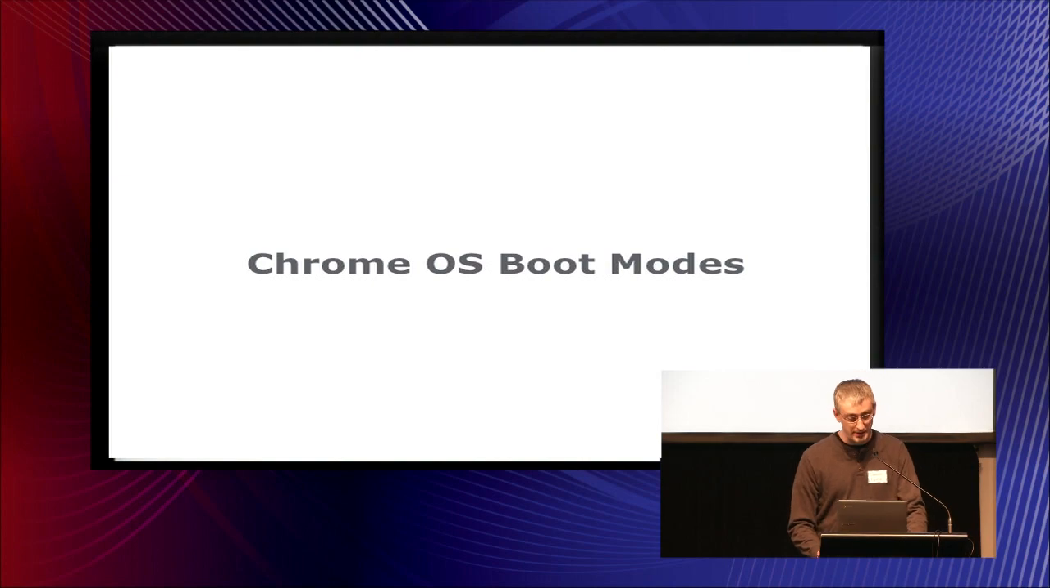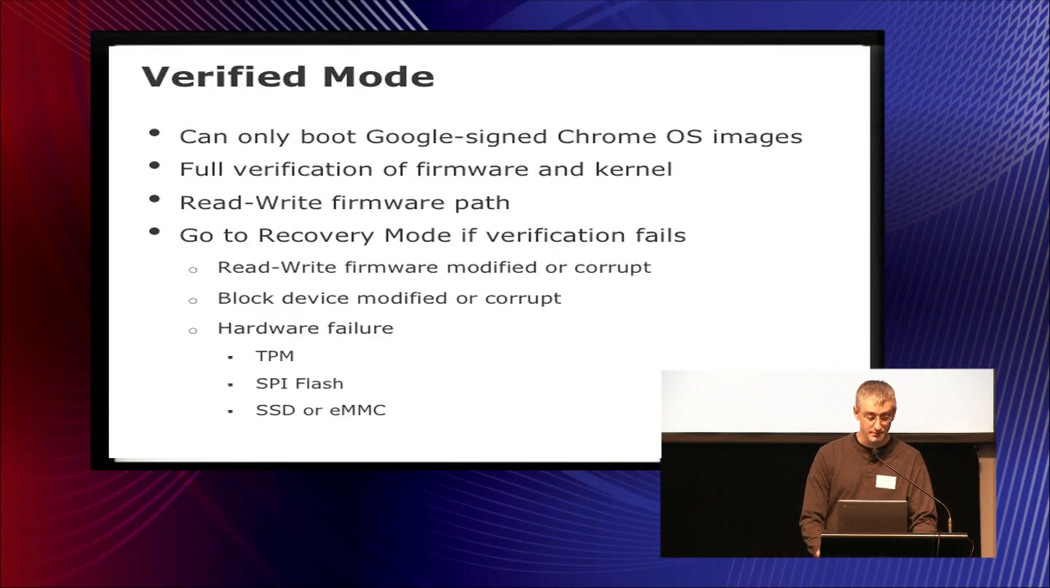Before we get into too many details of the firmware itself, I want to talk about the Chrome OS boot modes, because this is what lays the foundation for why we need so much customization inside of our firmware. The main thing you'll see with most Chromebooks when you power one on is that it's booting in verified mode. We also call this normal mode. In this mode, it can only boot Google-signed Chrome OS images. And it does a full verification of the firmware that it's going to execute, the read-write firmware, and the kernel that it executes off the disk.